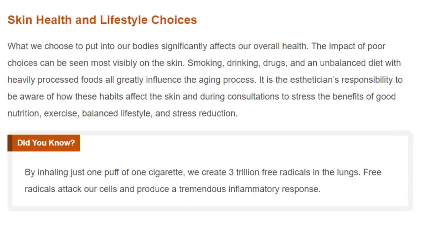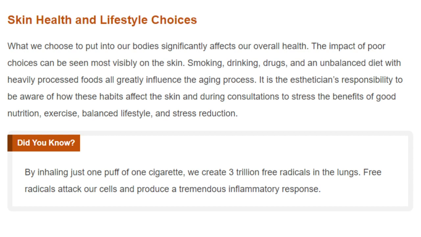Skin health and lifestyle choices. What we choose to put into our bodies significantly affects our overall health. The impact of poor choices can be seen most visibly on the skin. Smoking, drinking, drugs, and an unbalanced diet with heavily processed foods all greatly influence the aging process. It is the esthetician's responsibility to be aware of how these habits affect the skin and during consultations to stress the benefits of good nutrition, exercise, balanced lifestyle, and stress reduction.